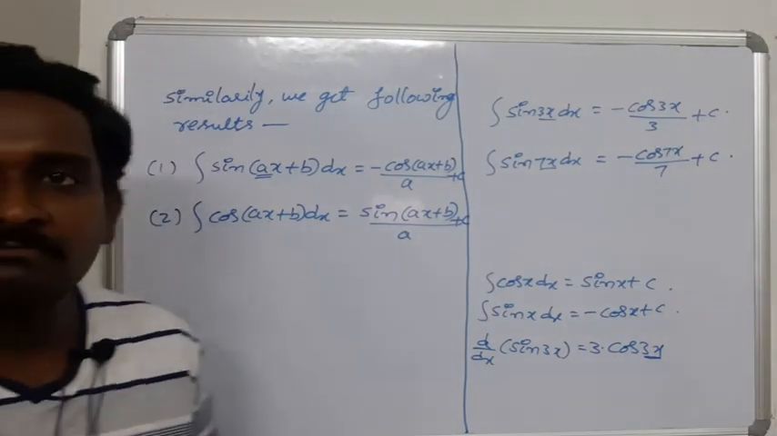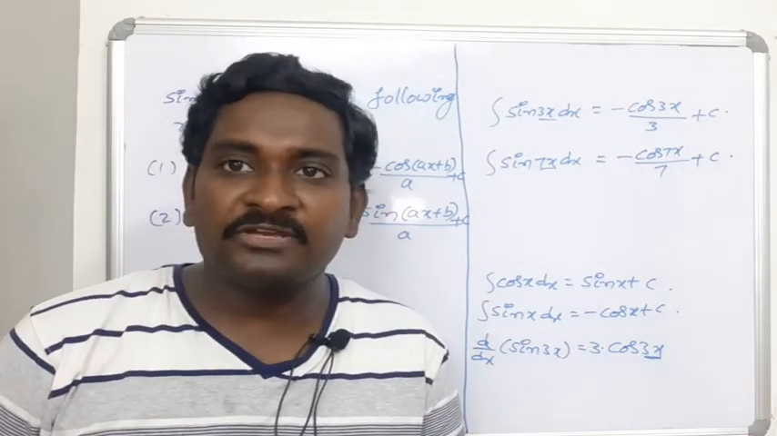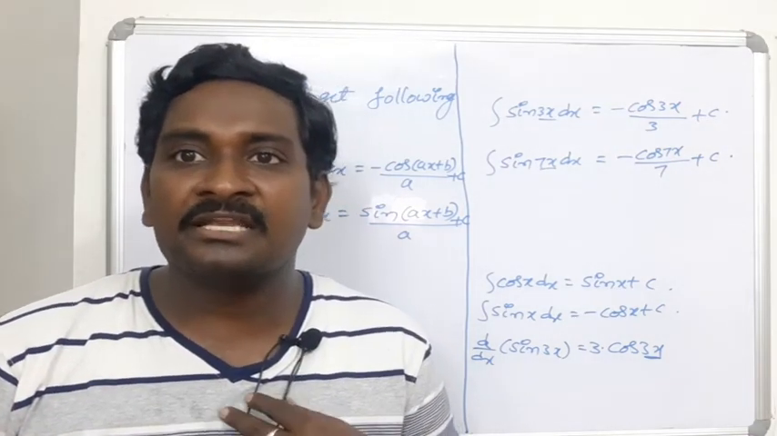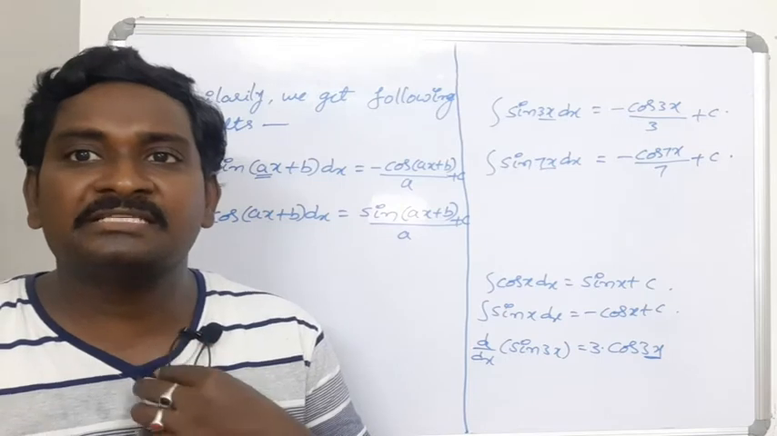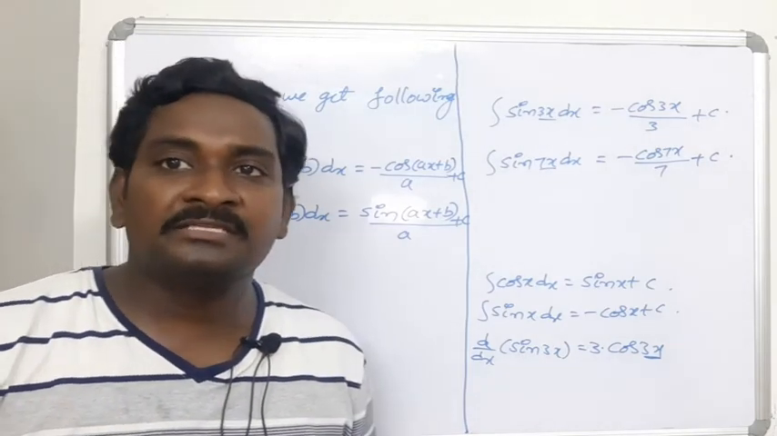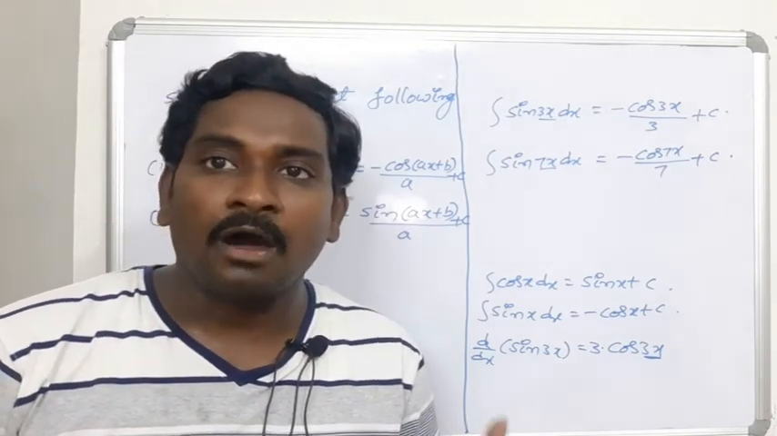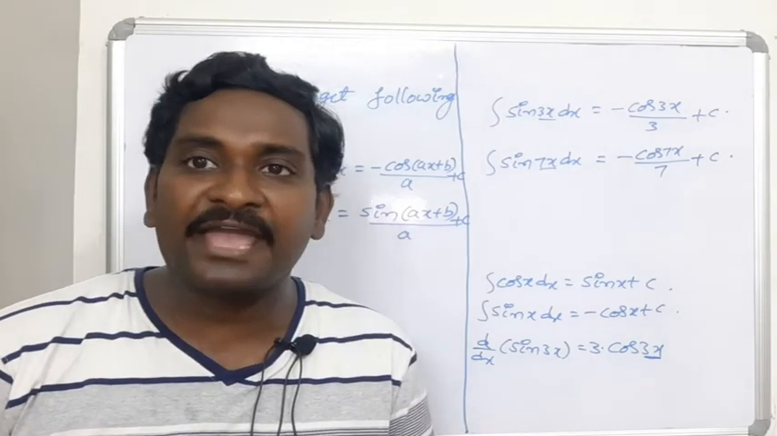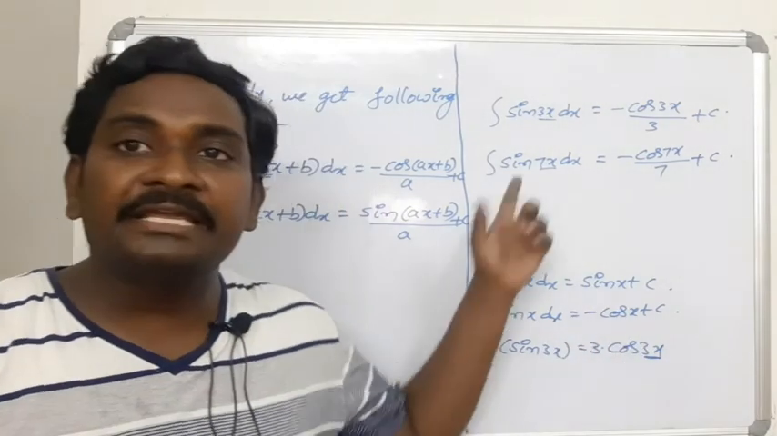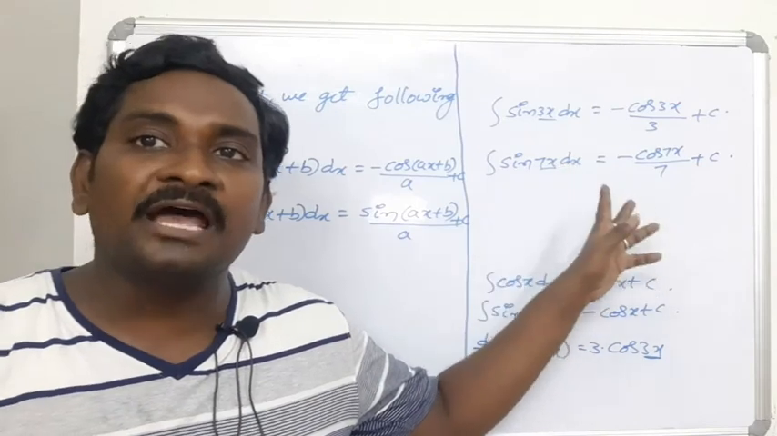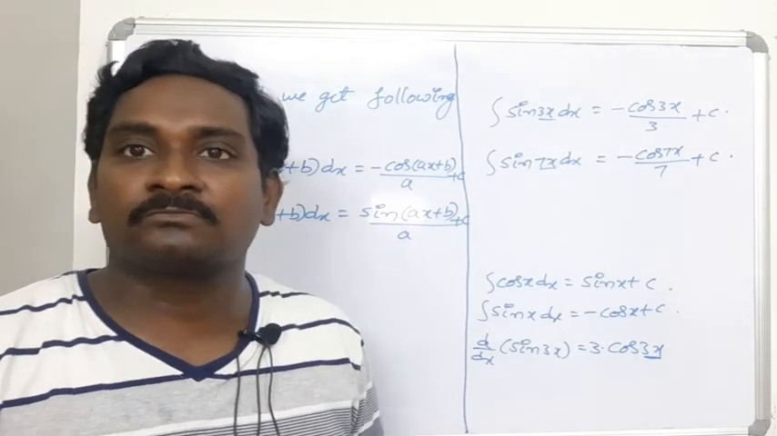Very, very simple. If you understand the difference between integration and differentiation, this will become very easy. In case of differentiation, always we write the coefficient of x in the product, but in case of integration, you should write the coefficient of x in the division.